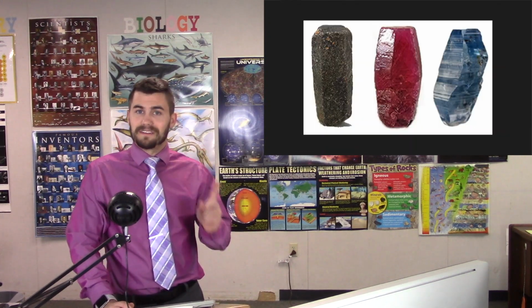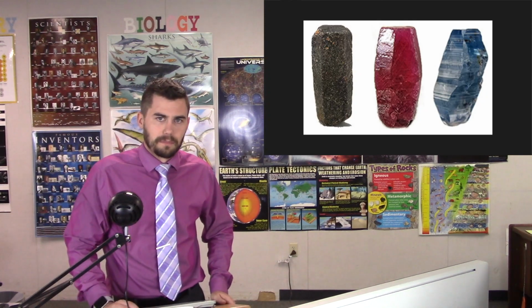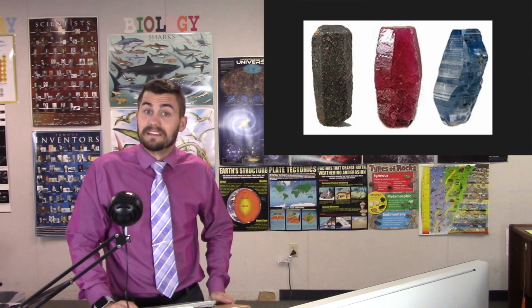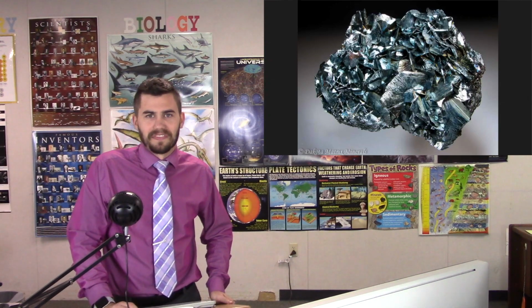This one's corundum. I do remember that one. Corundum is the second hardest material on the planet. So the only thing harder than corundum is diamond. And I don't remember what this one is.